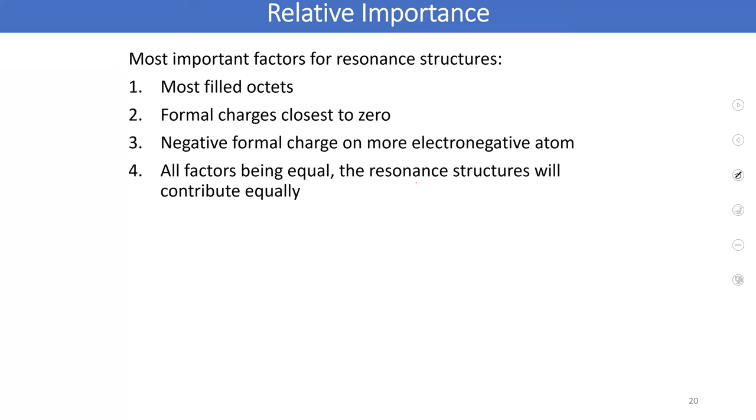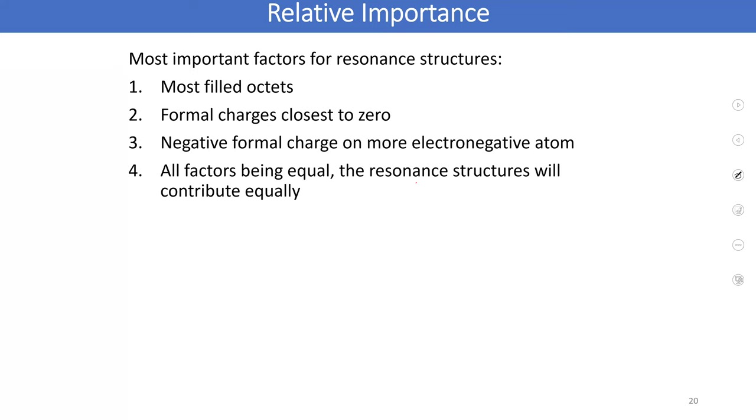So what's most important is having everything with a full octet as much as possible. And this means as far as stability, if you're comparing resonance structures, the one that has more filled octets is more stable. Therefore, it's what we use the term for, the more significant resonance structure.